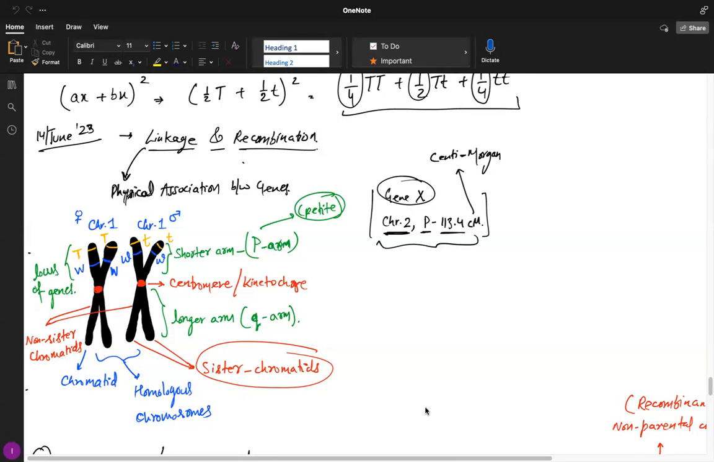Yes, it's possible, right? Is it possible that two sister chromatids can carry different alleles of the same gene? No, that's not possible. Does that make sense to you, Rabia?